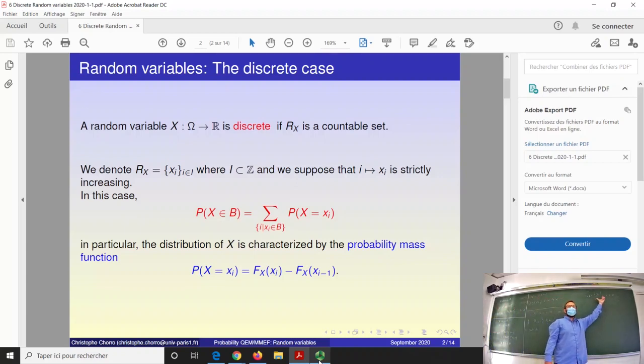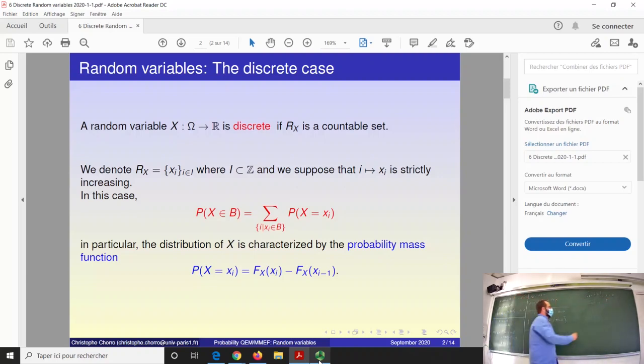I write this set of possible values this way, and in fact, in order to lighten the way we are going to write the proof, we are going to suppose, without any restriction, that they are elements of the real numbers. Okay, we are going to be able to order them. So I suppose that this one is a strictly increasing mapping.